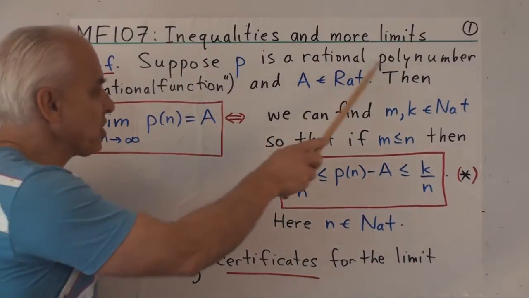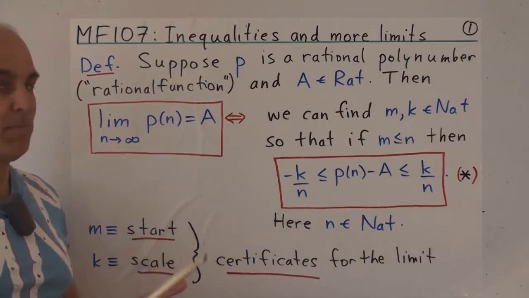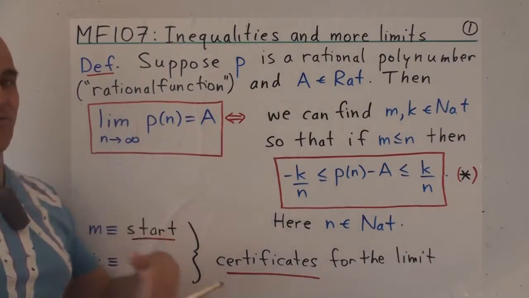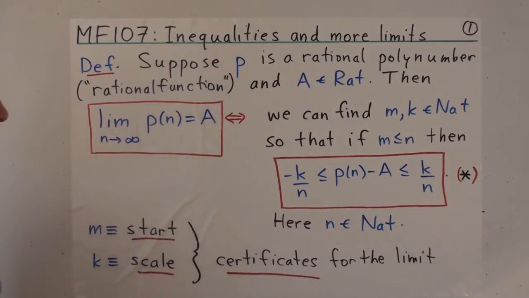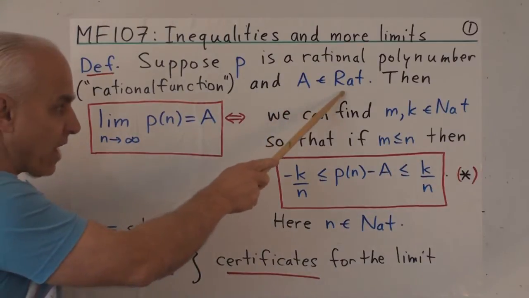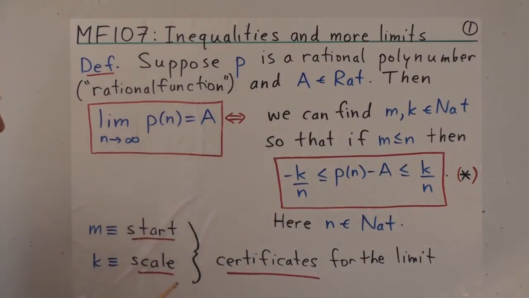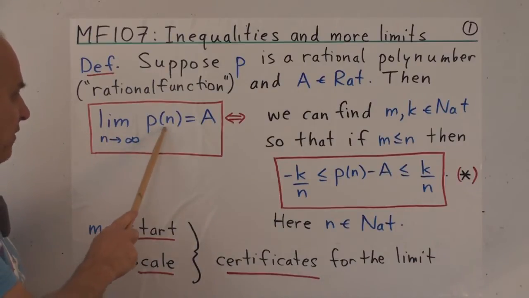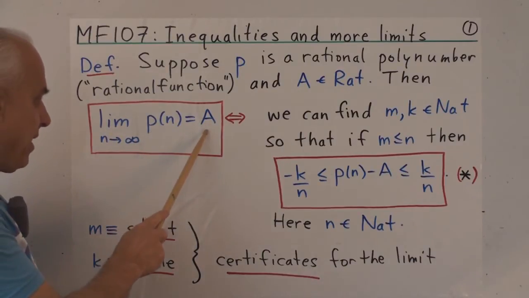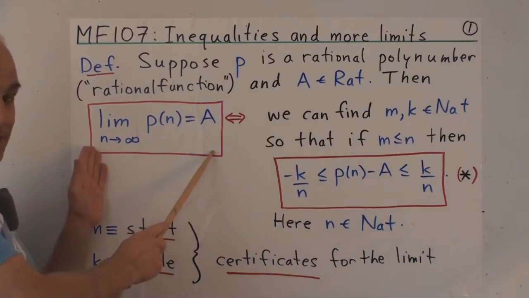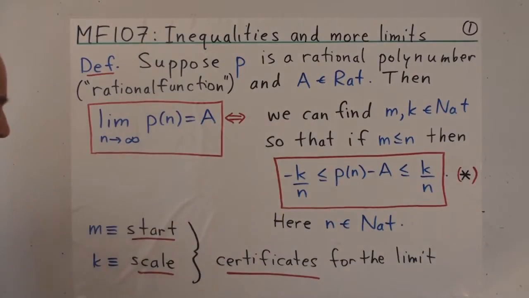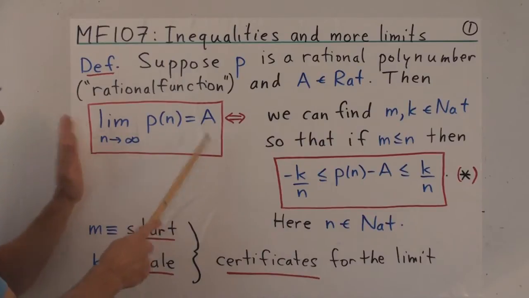Suppose that P is a rational polynumber, and that means pretty well the same thing as a rational function in the usual terminology, and that A is a rational number. Then the limit as n approaches infinity of P of n equals A, this means the following. So we're defining what this means.